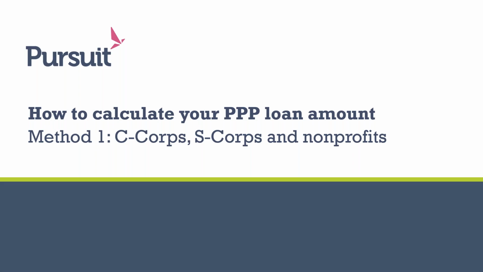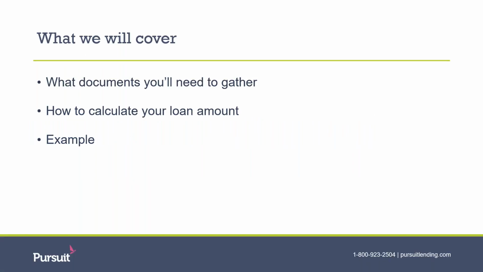We are here today to talk about how to calculate the PPP loan amount for C Corps, S Corps, and nonprofit organizations. The purpose of today's webinar is to walk you through the application process and calculation of your loan amount for the PPP loan. As you are likely aware, the calculation is based on 2.5 times your average monthly payroll, or in the event of being a food service or accommodation business, 3.5 times the average monthly payroll.